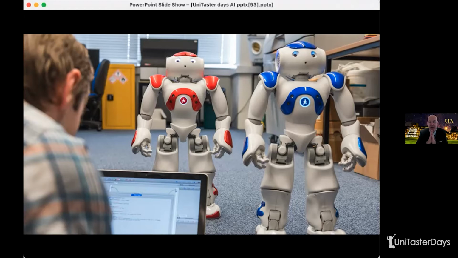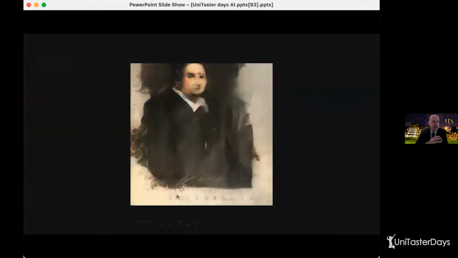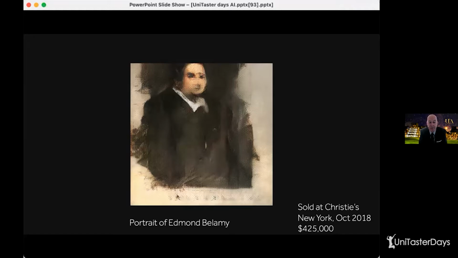And I'll just pick one other that I thought was rather interesting recently. Okay, so this is a picture that sold recently in New York, I think. And I'm trying to remember how much it sold for. I think I was wise enough to write it on the slide. Yeah, $425,000. It's called Portrait of Edmund Bellamy. It was produced by an artistic collective in Paris. The estimate was about $16,000, so it sold for a lot more than its estimate.